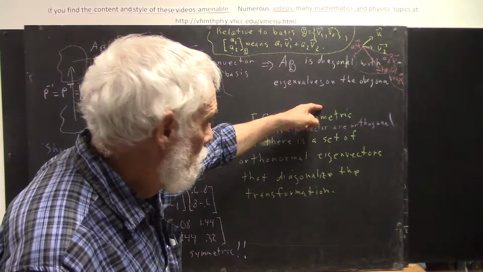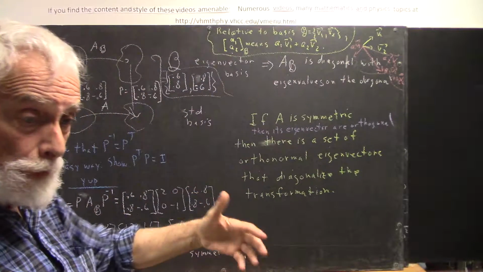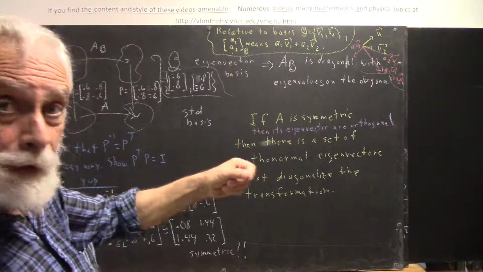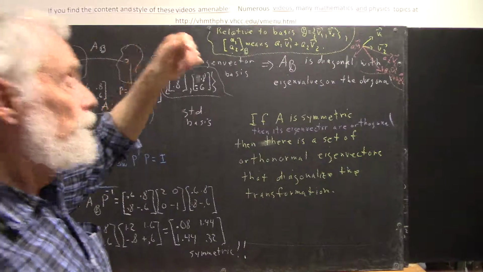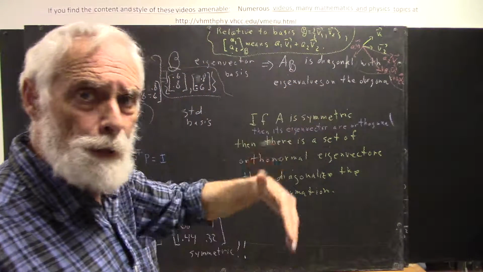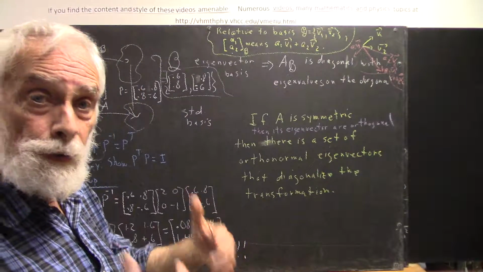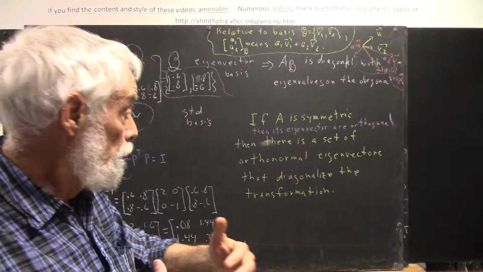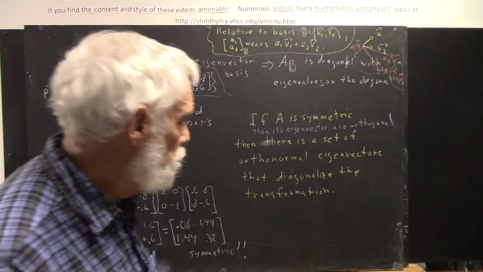Now, a symmetric matrix has to be square, and it's not necessarily 3 by 3. It could be 2 by 2, 3 by 3, 4 by 4, n by n. This means that if you find the eigenvectors of an n by n symmetric matrix, you're going to get n distinct, mutually orthogonal eigenvectors. And you can then normalize them. You have an orthonormal set.